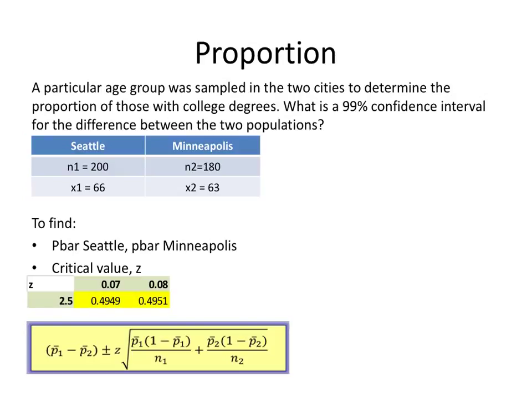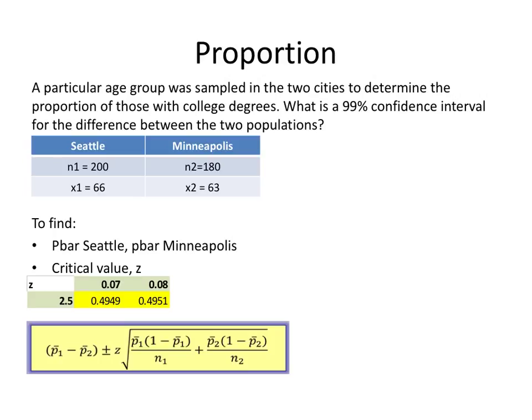In this problem, it's a proportion problem where we're comparing proportions from two cities. They've taken a sample from Seattle and a sample from Minneapolis to determine the proportion of users with college degrees in a particular age group. And we want to create a 99% confidence interval estimate for the difference between the two populations.